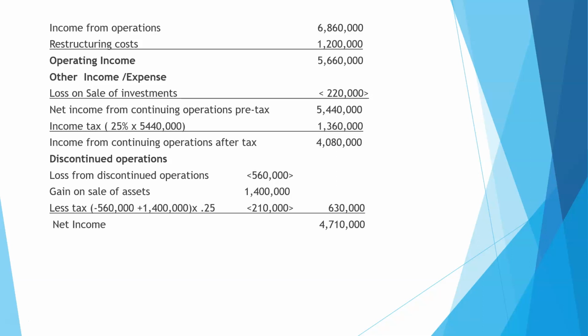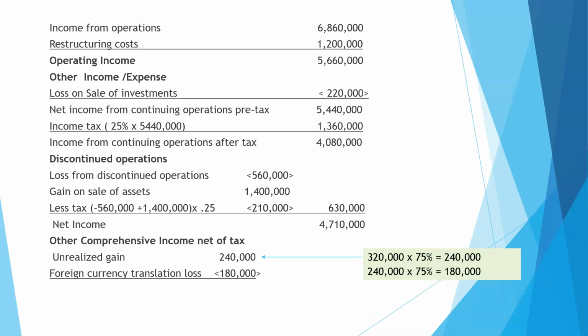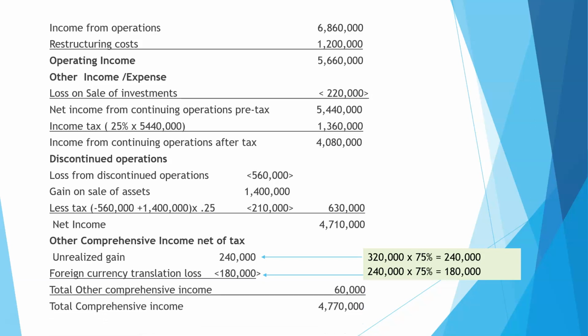Now we have net income. Now we're going to do other comprehensive income. Here we have unrealized gain, which would be net of tax. We have foreign currency translation loss, also net of tax. That gives us total other comprehensive income of $60,000, which gives us total comprehensive income of $4,770,000.